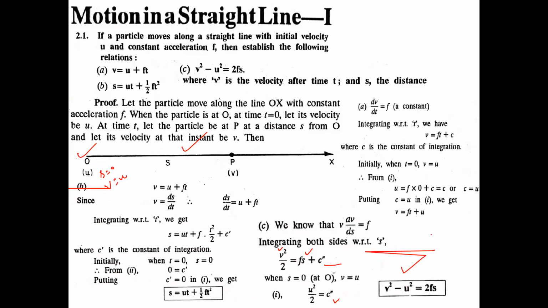This is the third relation, and you have to remember all these formulas to do the questions. v is equal to u plus ft, s is ut plus half ft square, and v square minus u square equal to 2fs. These three are the basic formulas which we will use in the questions. So now the questions based on these formulas.